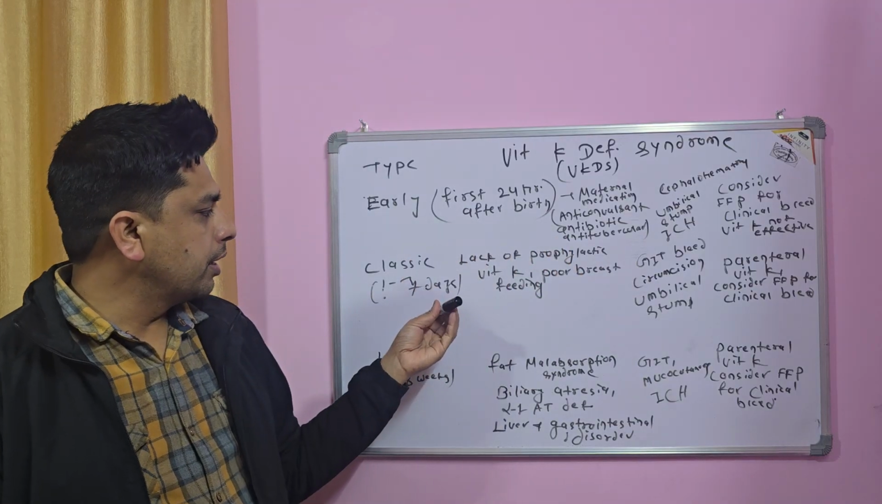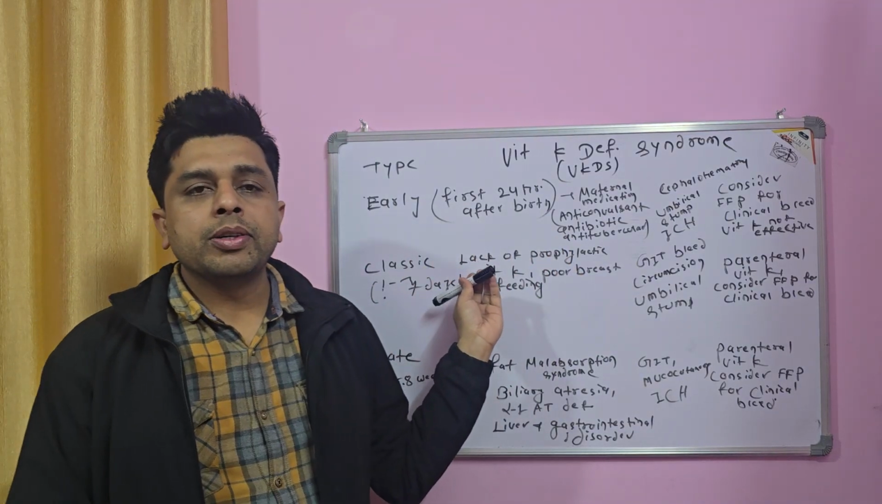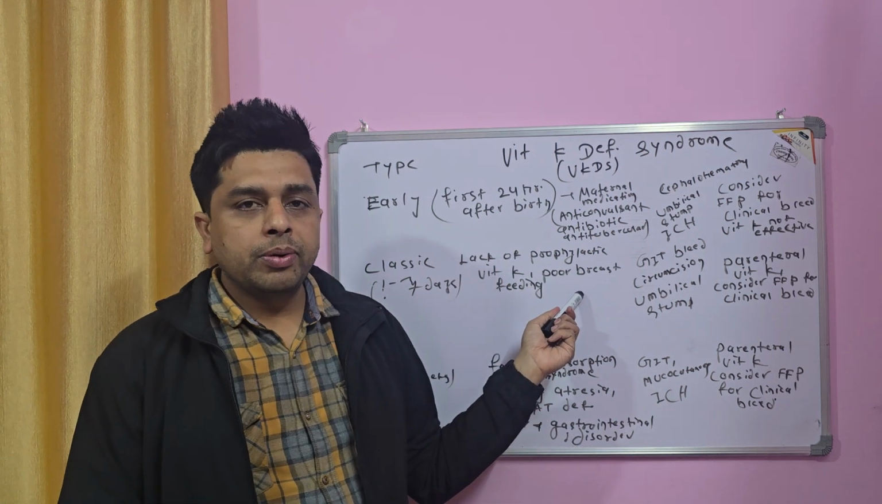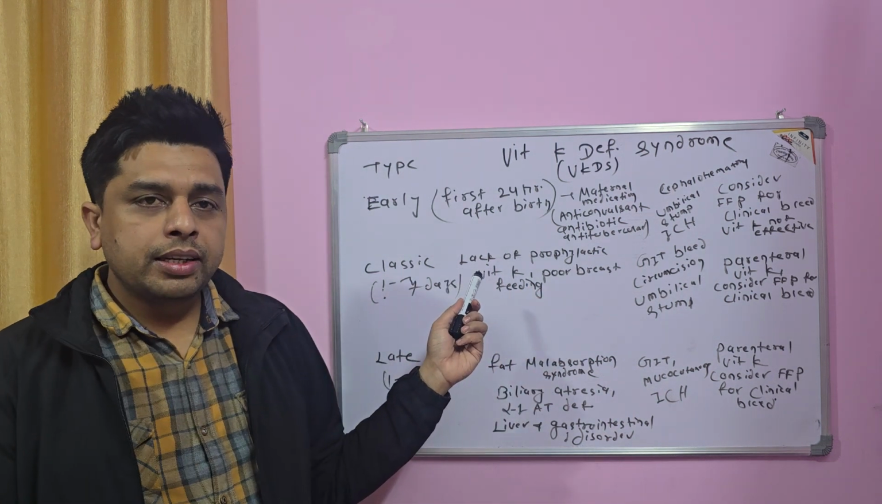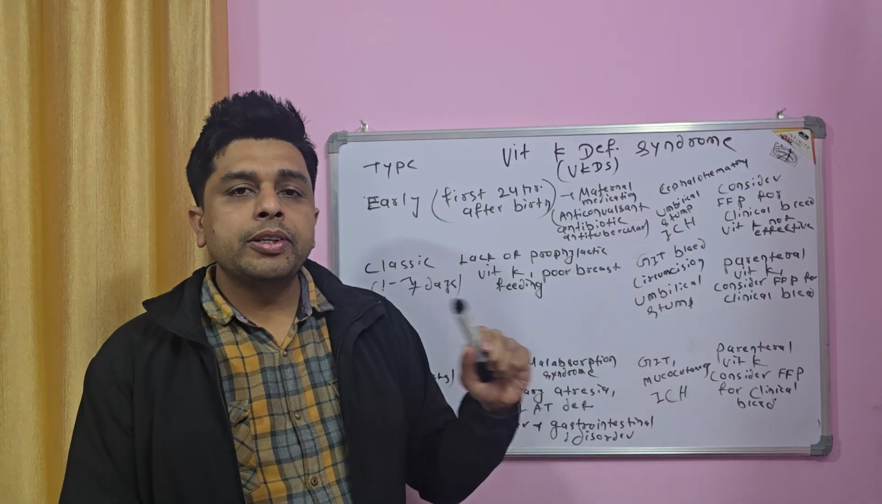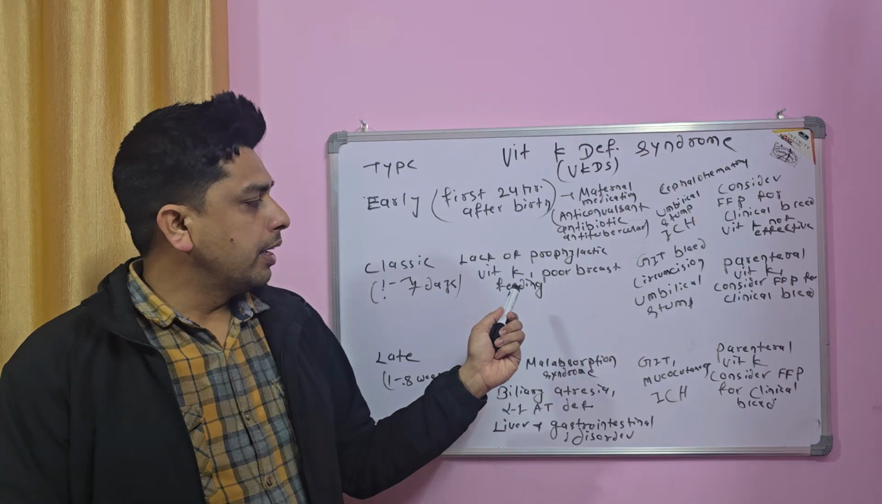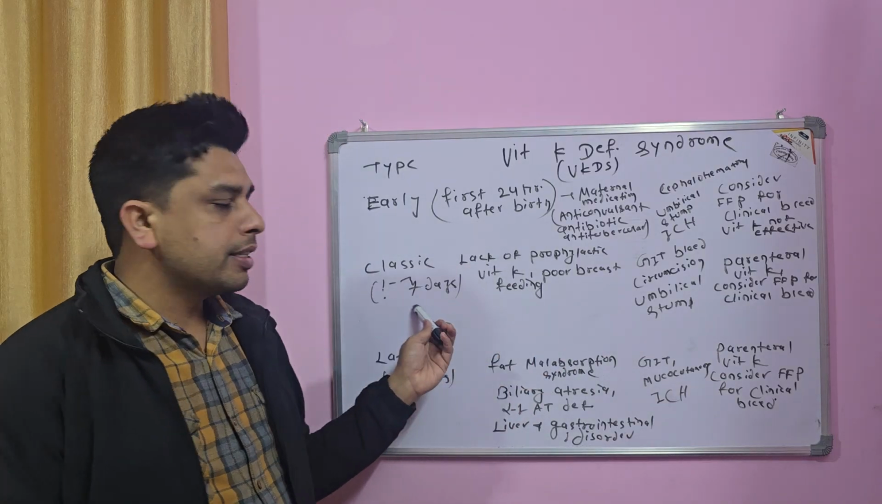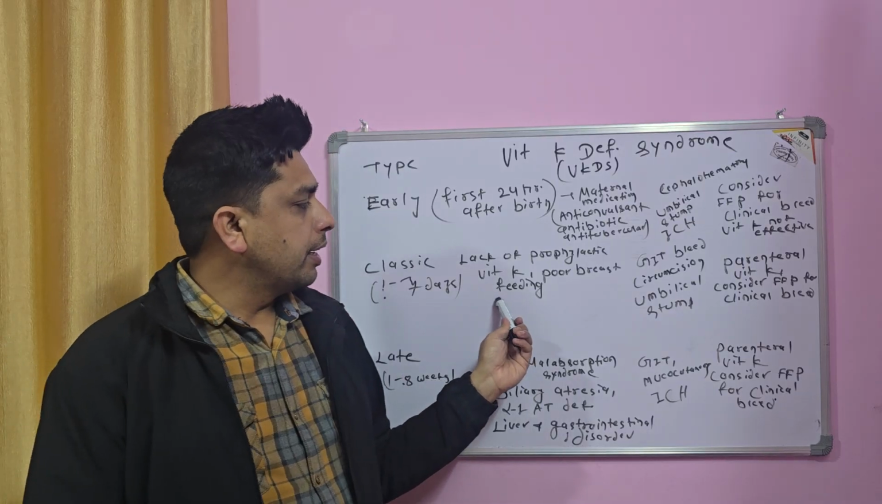Coming to the classical presentation, it is called classical because it is classic due to vitamin K deficiency if we cannot give it to the newborn. So after delivery, the vitamin K injection is given to the newborn so that the bleeding cannot occur. And if the bleeding occurs due to vitamin K deficiency, because we couldn't give it after the birth, it is called classical, and that occurs within 1 to 7 days.